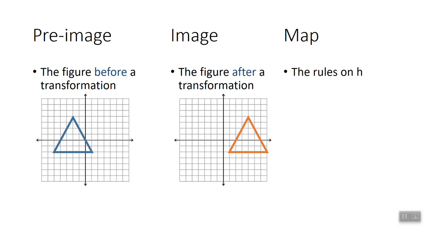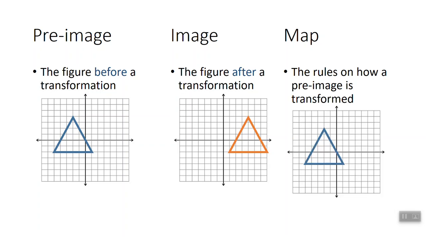The map is going to be the rules on how a preimage is transformed. So for example, if we describe the transformation from the blue triangle to the orange triangle, we can say that it was translated right 6, described as x plus 6, y plus 0. We'll talk about how you can write that yourself in just a moment. As far as types of transformations goes, the one that we just saw is called a translation.